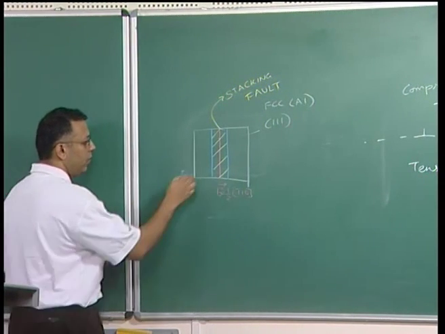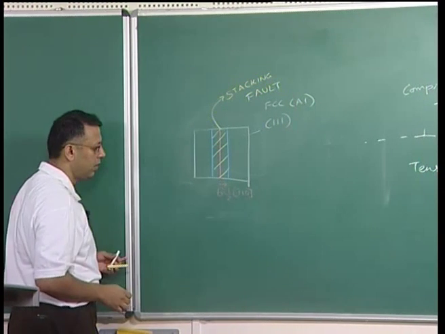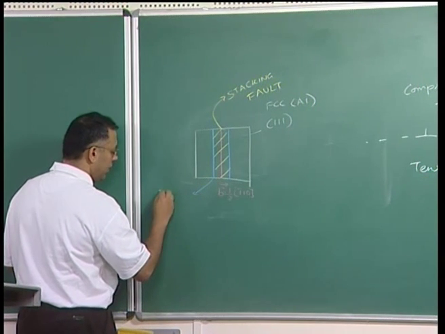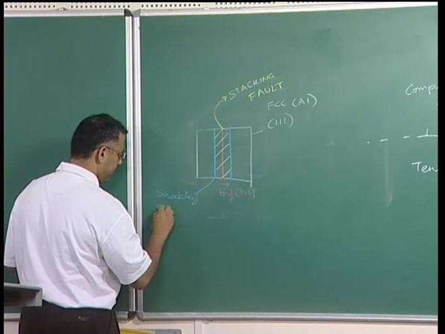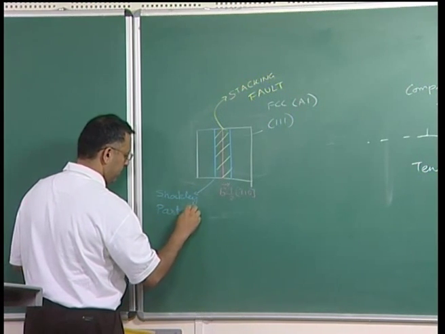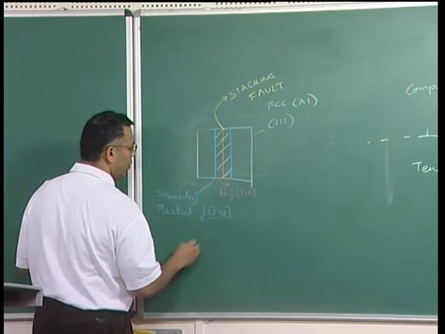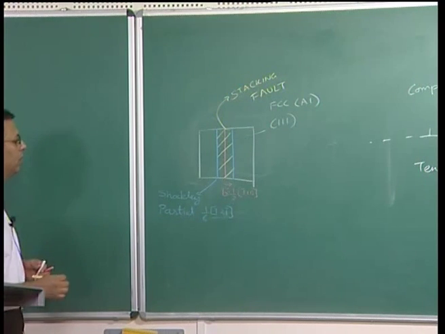And therefore, I have my 1-1-1 plane of the crystal. This is my full dislocation given by this Burgers vector b equal to half 1 bar 1 0. And this is my partial of the type which I call the Shockley partial, which is of the type 1-2-1. And to make sure it lies on the slip plane, I can call it 1 bar 2 1 bar.